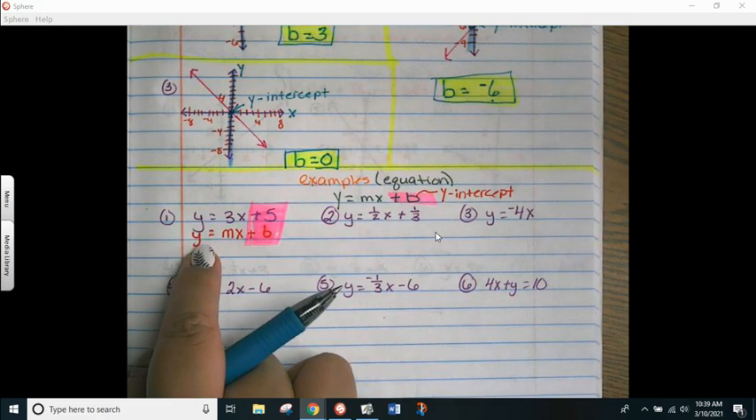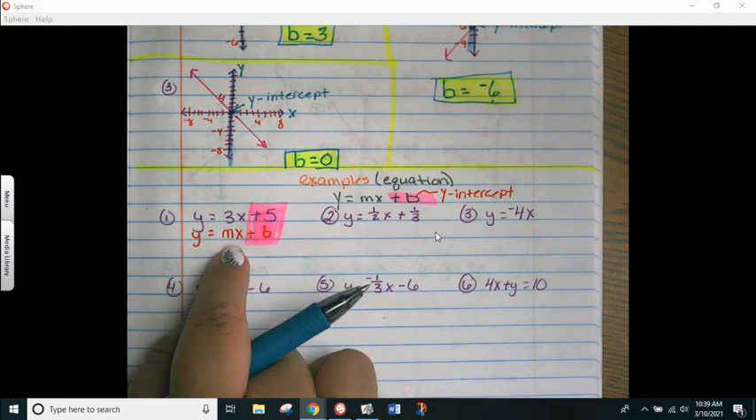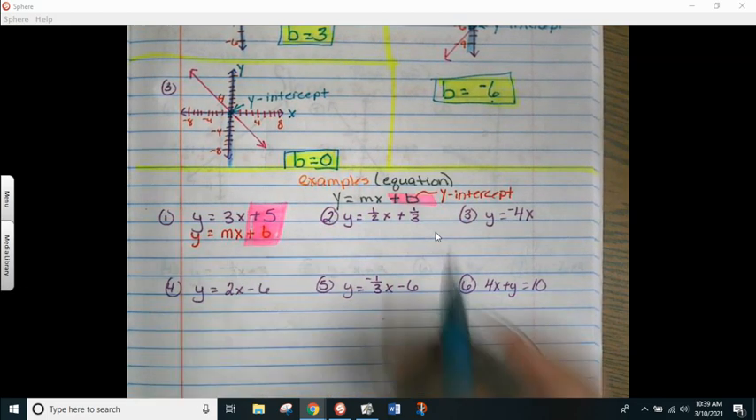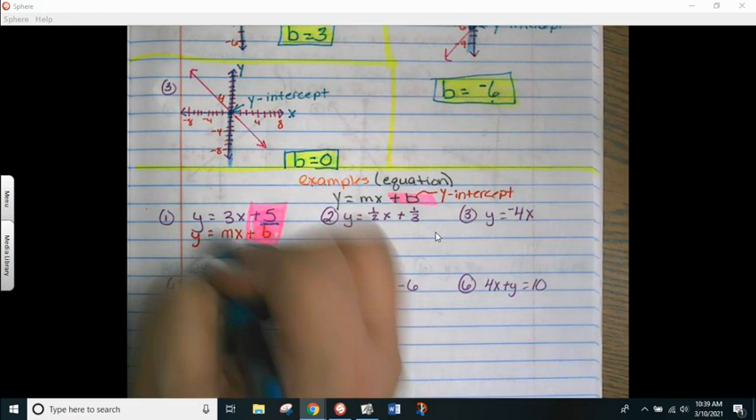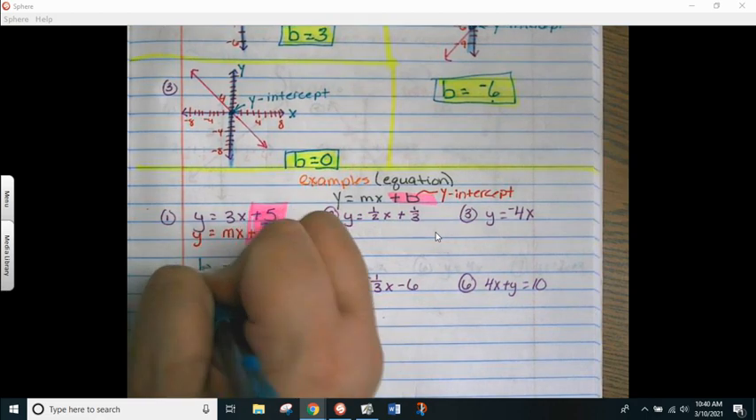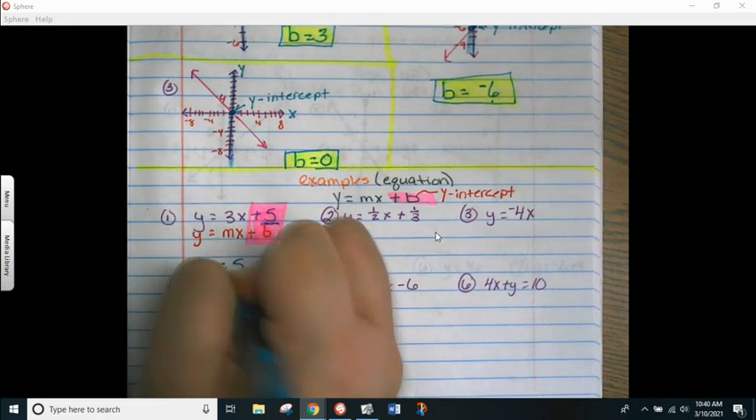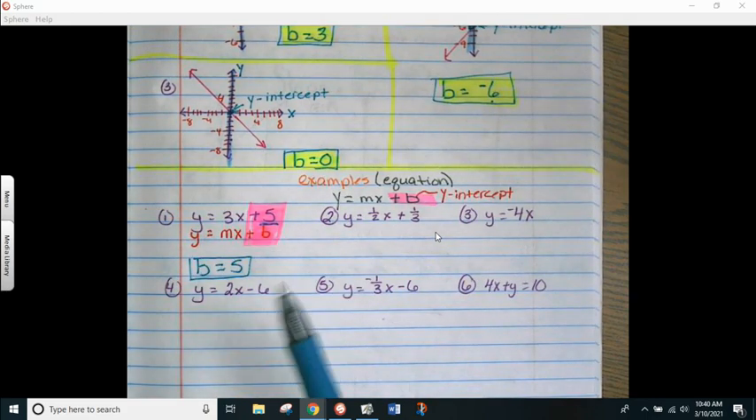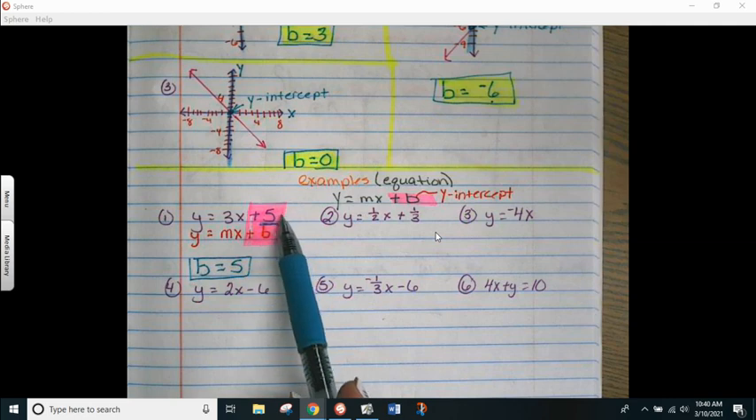The y is by itself. You have m and x together. You have a plus sign and then a number by itself. Okay? So this right here is your y-intercept. So your answer here will be b equals 5. So if you're identifying it on an equation, just make sure the equation is in the right form. And then whatever number is in the b place, that is your y-intercept.